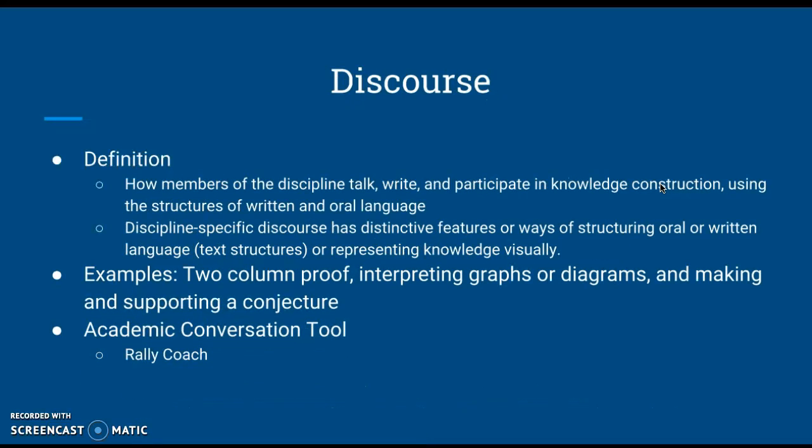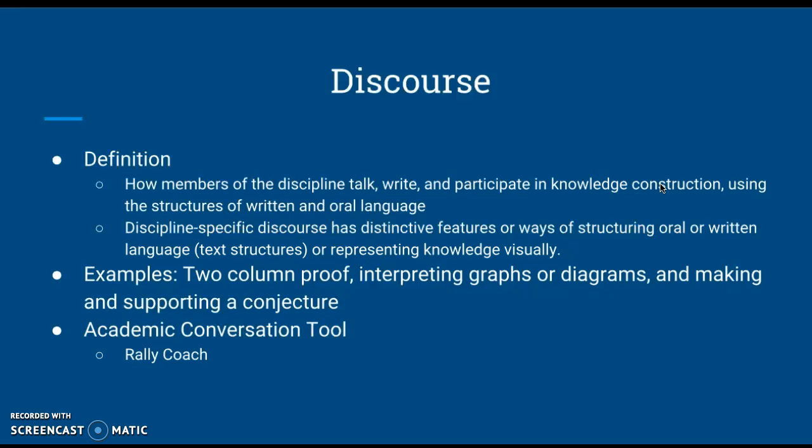Discourse. So this is how members of the discipline talk, write, and participate in knowledge construction. The discipline-specific discourse has distinctive features or ways of structuring oral or written language. So, for example, the two-column proof, interpreting graphs or diagrams, making and supporting a conjecture. So an academic conversation tool is Rally Coach. So in Rally Coach, students are paired with another student, and one student walks the other student through solving a problem.